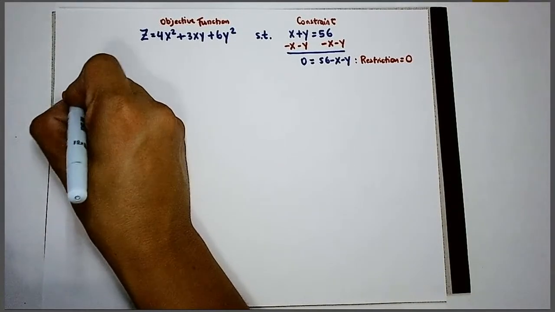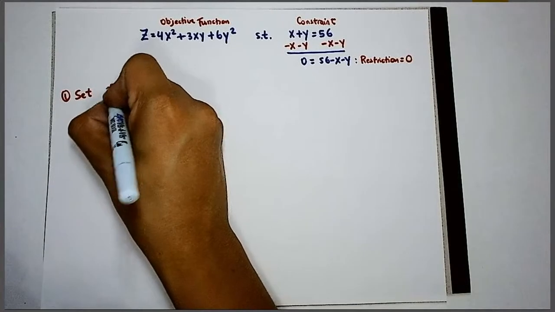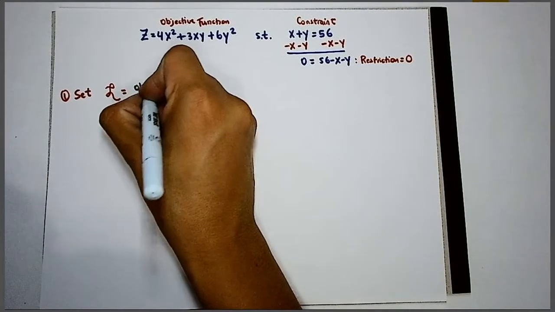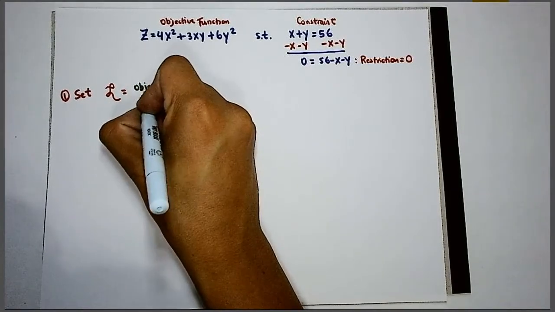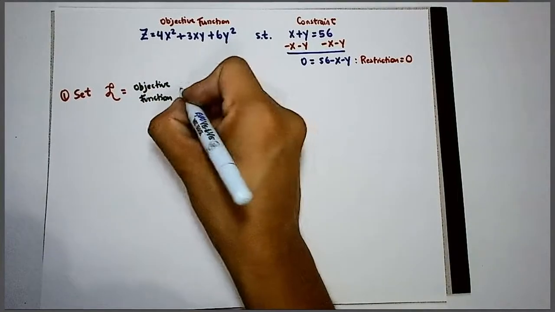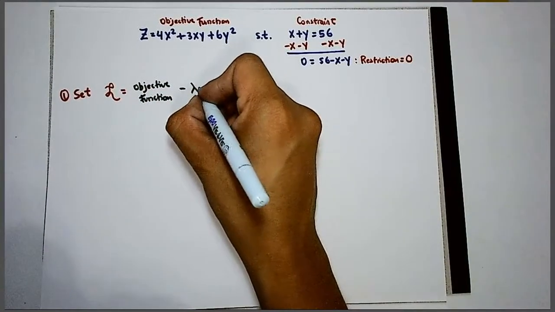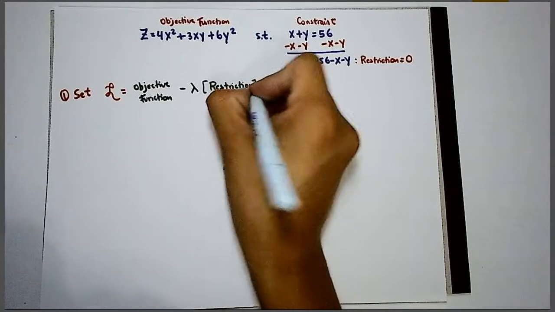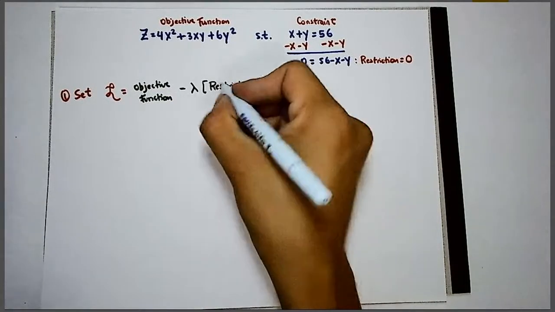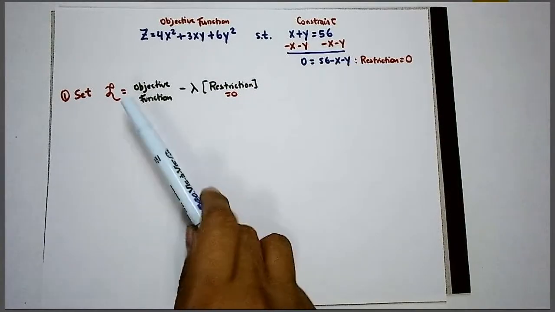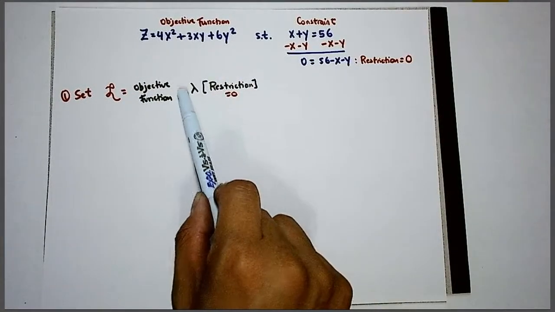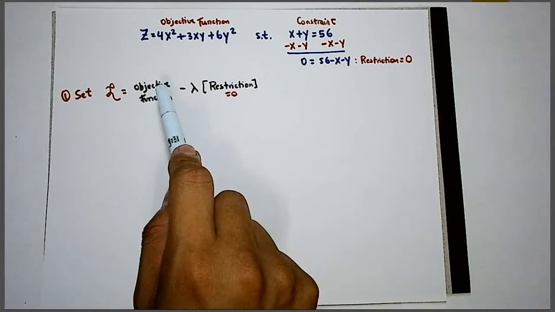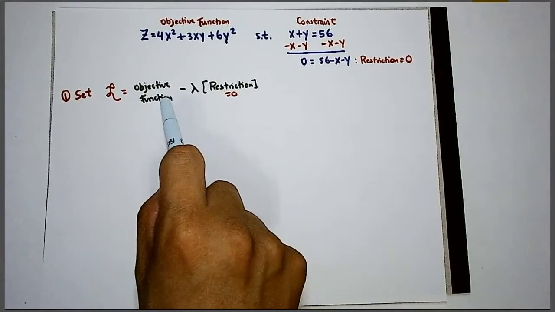Now let's set the Lagrange function. And remember, the Lagrange function is equal to the objective function minus the Lagrange multiplier times the restriction. But here, the restriction must be equal to 0. So in that sense, we are subtracting 0 from the objective function, which means that optimizing the Lagrange function is the same as optimizing the objective function.